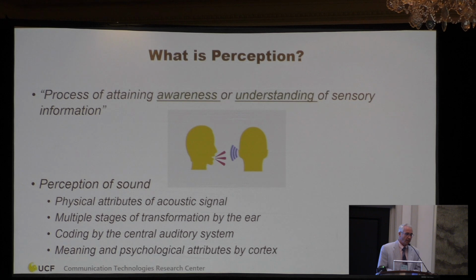And so when we think about perception of sound, we're going to think about the physical attributes of the acoustic signal, how those physical attributes get transformed at multiple stages within the auditory system, and then how that leads to the perception that we develop in the brain.